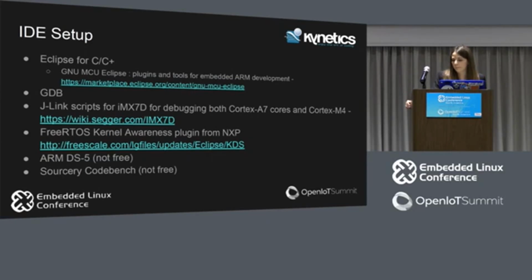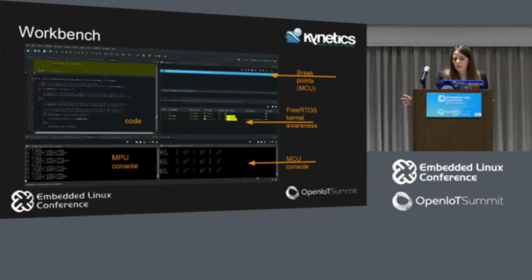If you're using the JLink debugger as well, you will need JLink scripts to debug both the Cortex-A7 core and the Cortex-M4 simultaneously. And then I also use the FreeRTOS kernel awareness plugin from NXP, which is the only thing that is not open source, but it's really useful to debug FreeRTOS applications. You can see the status of your tasks, stack usage, heap usage, and everything that's useful for this kind of debugging. So after you set up your plain Eclipse IDE, it should look like this.